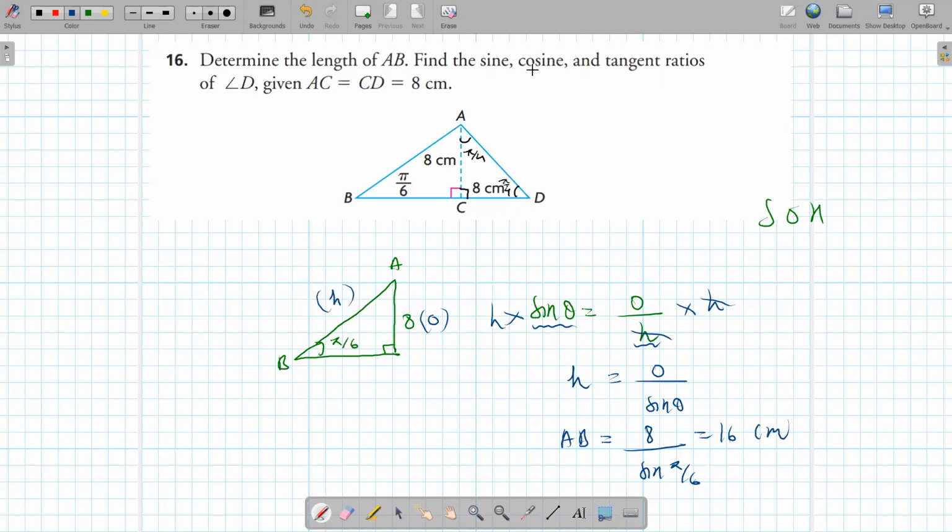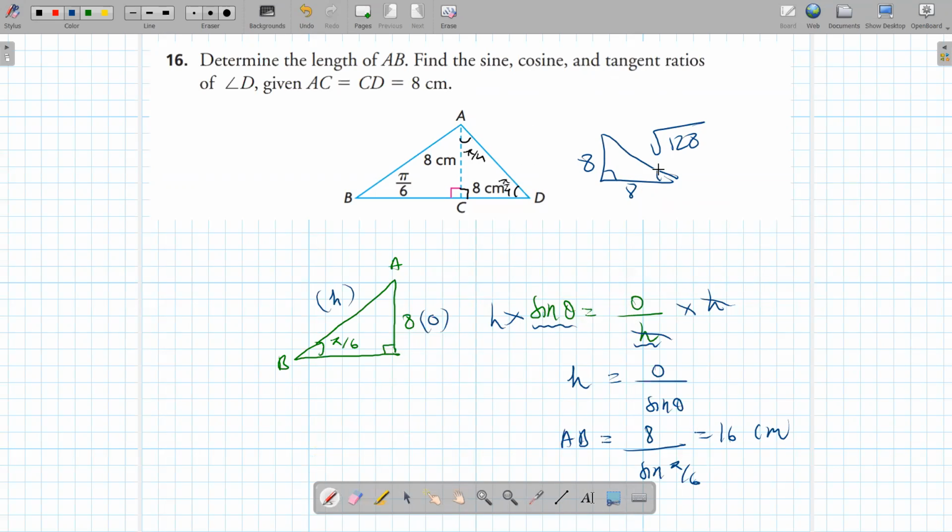And then to find the sine, cosine, and tan ratios of angle D, we need the hypotenuse. So we know that's 45. This is 8, 8. So this is going to be the square root of 128 using Pythagoras theorem. Actually, we didn't even need that because they just want the ratios. So sine D is equal to opposite over hypotenuse. Cosine D is equal to adjacent over hypotenuse. And tangent of D is equal to opposite over adjacent. 8 over 8 is 1.